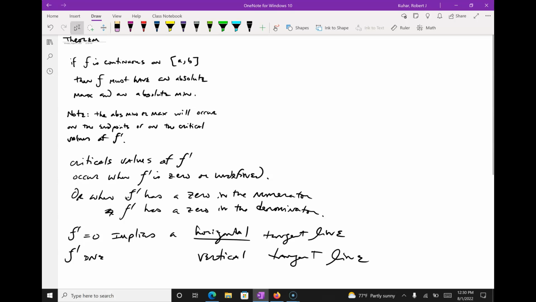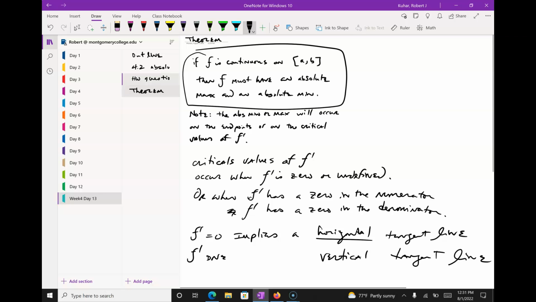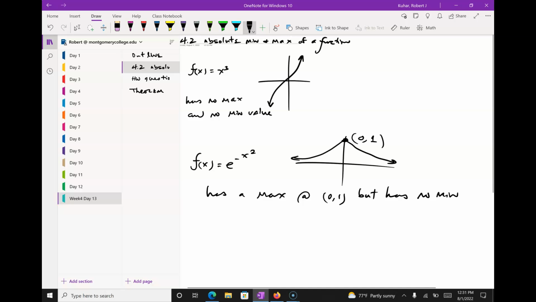So I told you I'm not going to prove this theorem, but it should kind of make sense. But let's look at some counterexamples. What I could destroy in this theorem is I could take out the continuity, or I could take out the closed interval. In both cases, I can give you an example of it not having an absolute min or max. In fact, I already gave you two examples. This x cubed is continuous, but it's not a closed interval. Same thing with e to the minus x squared, continuous but not a closed interval.